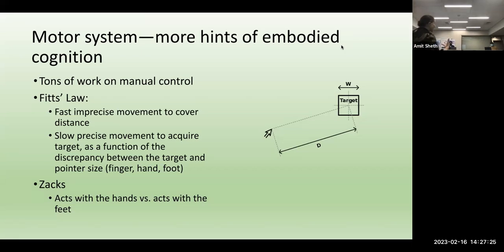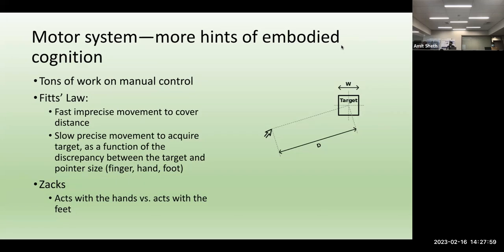So again, the nature of our bodies is determining our action and our planning processes. And so that's just another twist on this notion of embodied cognition. You just really can't separate out behavior from our perceptual and motor processes. Zach went on much later to make a distinction between reasoning about acts with the hands versus acts with our feet.